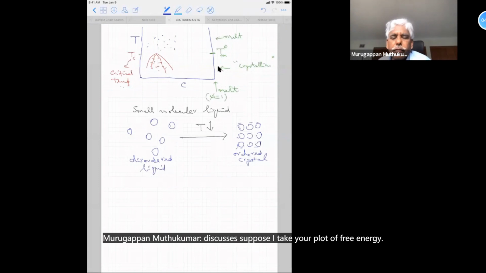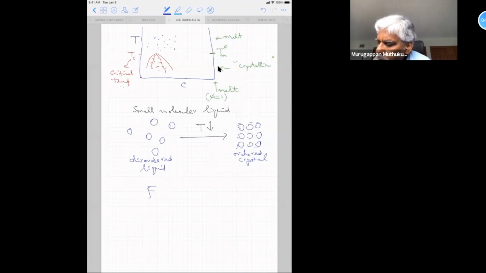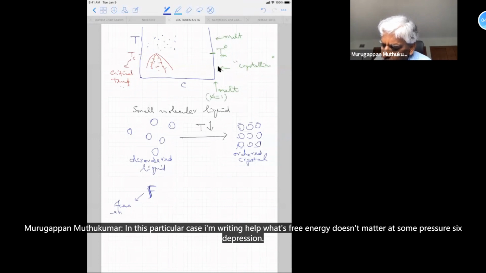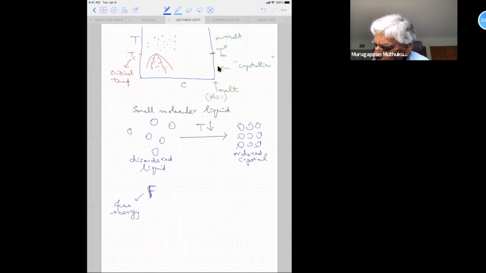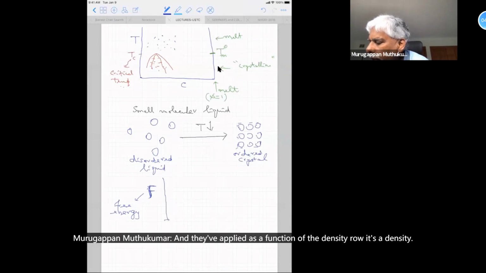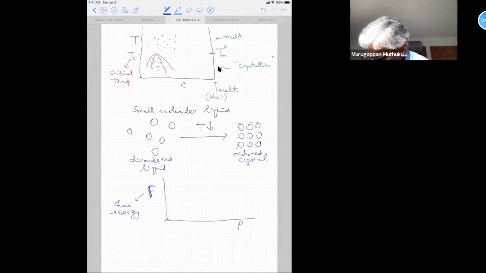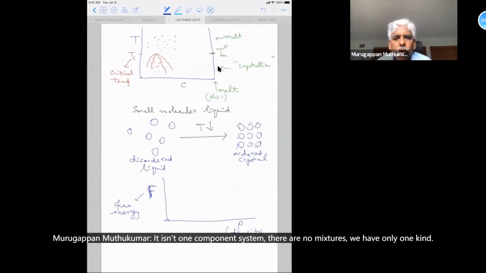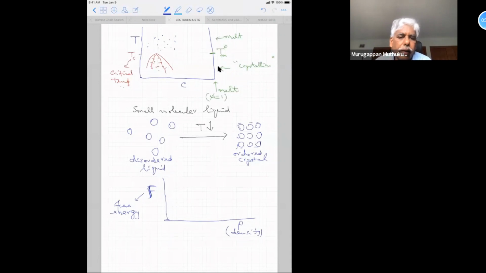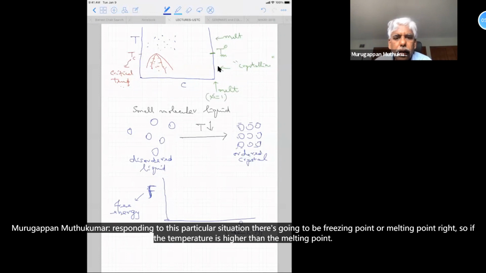So how do we discuss this? Suppose I take a plot of the free energy of the system. In this particular case, I'm writing Helmholtz free energy, doesn't matter, at fixed pressure. And I plot it as a function of the density, rho. So this is a one component system. There are no mixtures. We have only one kind. Then, corresponding to this particular situation, there's going to be a freezing point or melting point.